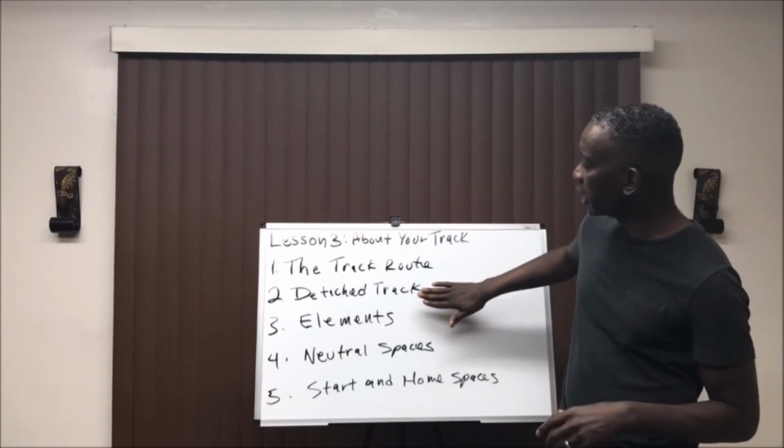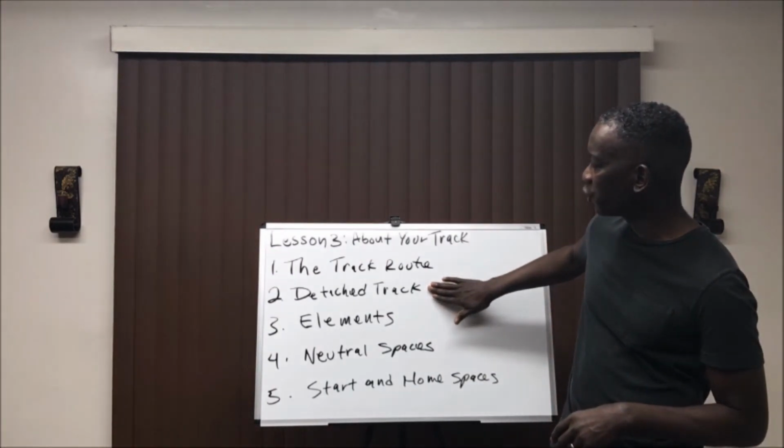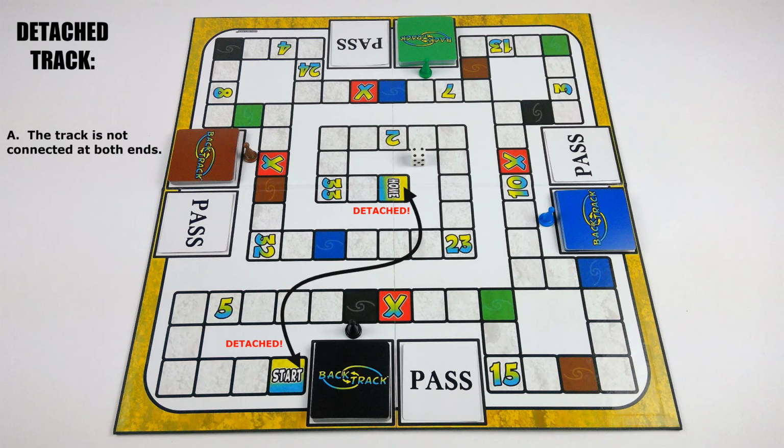So let's take a look at number 2, the detached track. Now, what you're seeing now is a detached track. It's not connected. In other words, the track is not connected at both ends. As you can see, the start space is detached from the home space. In other words, when you create your custom track, you're going to create a track that's not connected. That's the ICM method.